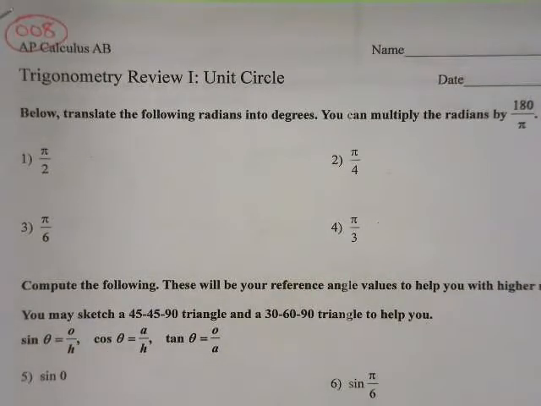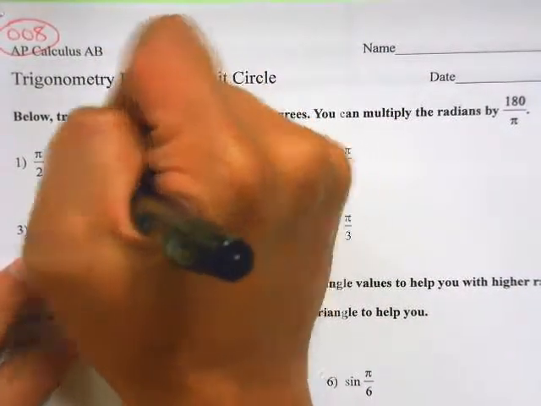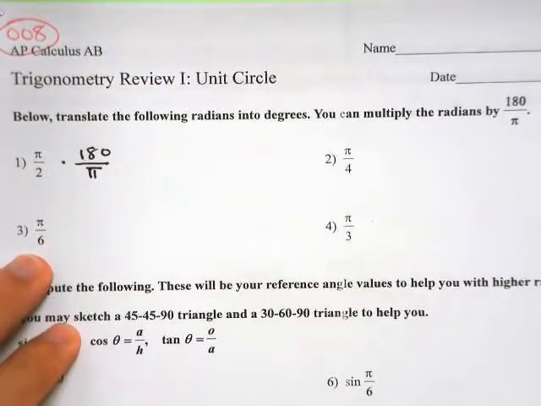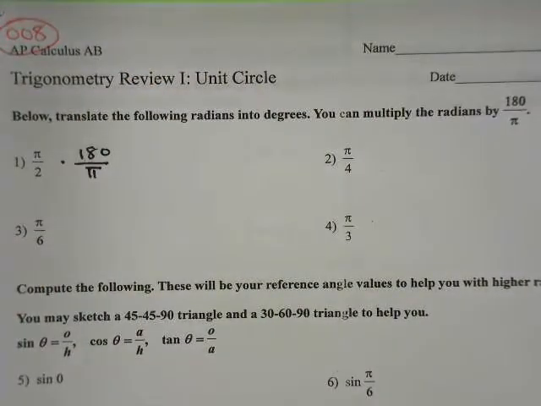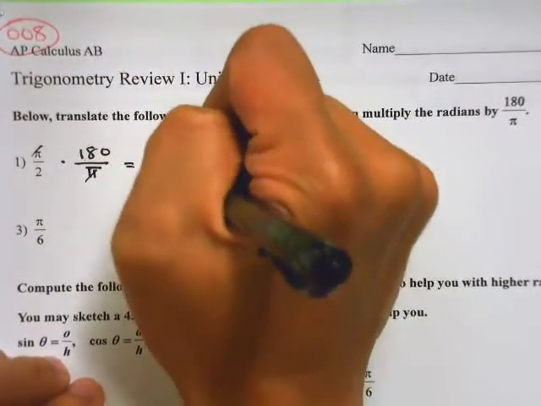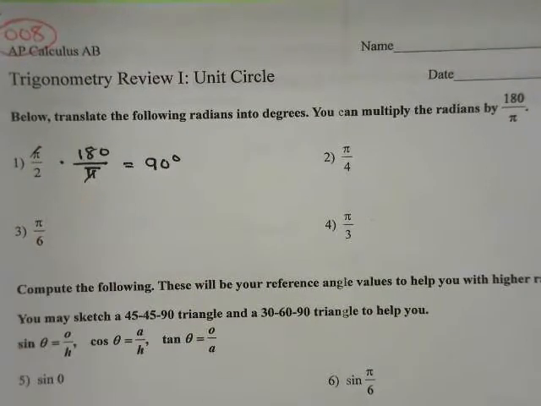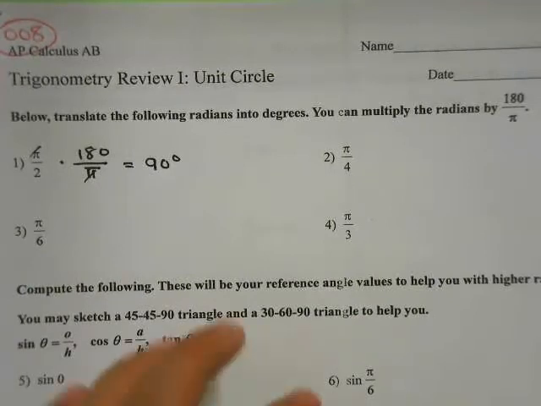Below, translate the following radians into degrees, just so that you guys kind of know the basis. One way to do it is to multiply by 180 over pi. And so if we do that, and this is your ratio because 180 degrees is equal to pi, we're going to get 180 divided by 2. So this is 90 degrees. So you know that pi over 2, 90 degrees, that's going to be the same thing. Okay, let's head down to number 2.